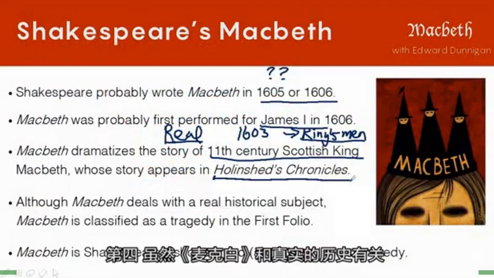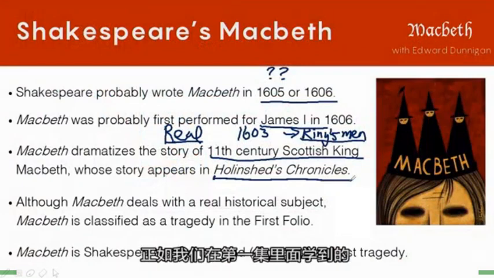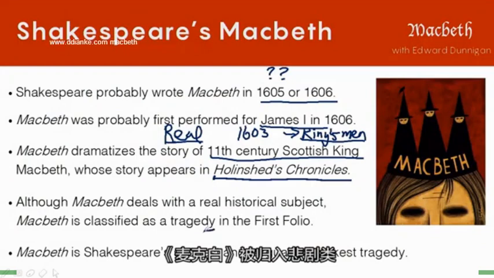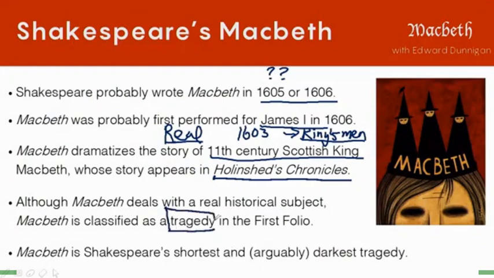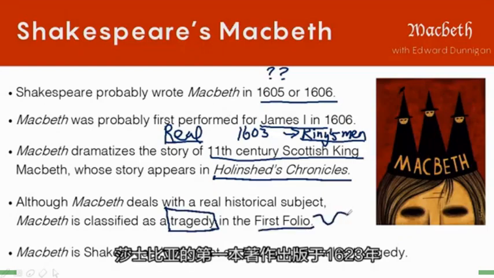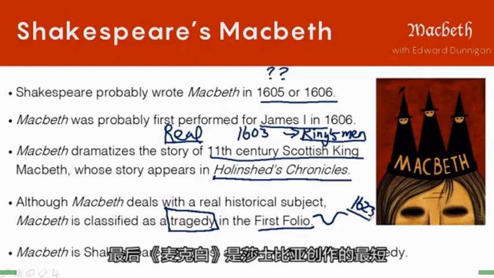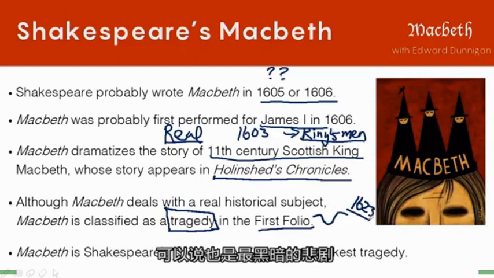Fourthly, although Macbeth deals with a real historical subject, as we learned in our first section, Macbeth is classified as a tragedy, not as a history, in the first folio. And you'll remember the first folio is the 1623 publication of many of Shakespeare's plays. And finally, Macbeth is Shakespeare's shortest and arguably darkest tragedy.